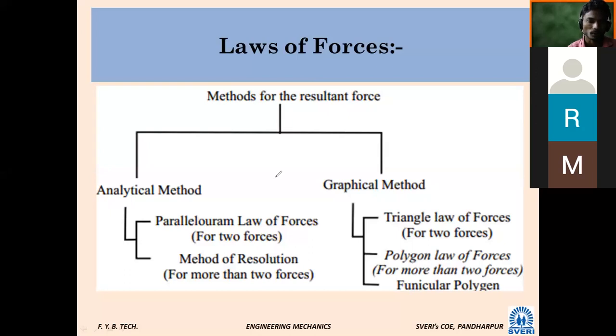For the parallelogram law of forces, we have found out R, and here we have found alpha. For the method of resolution, here also we found R, and here we have called the angle theta. So both these methods are over. The analytical method, or we can say the mathematical method, uses certain formulas by which we have calculated the resultant and the angle made by the resultant. These two methods we have covered.